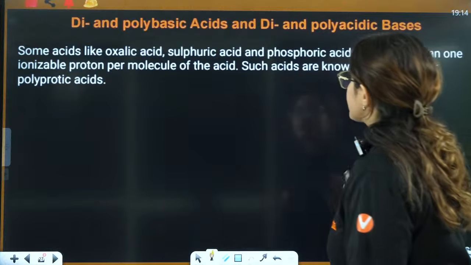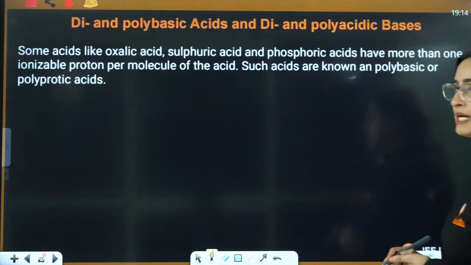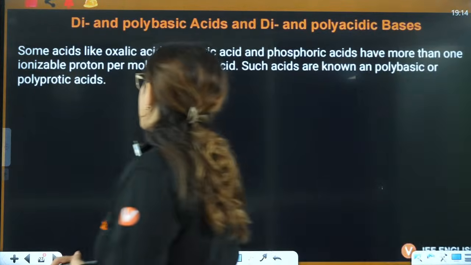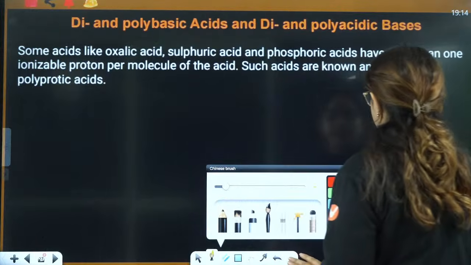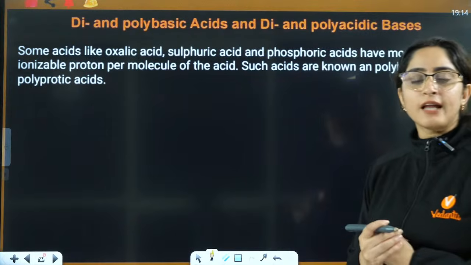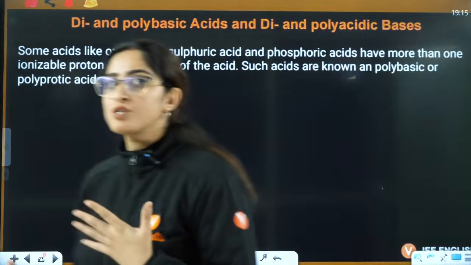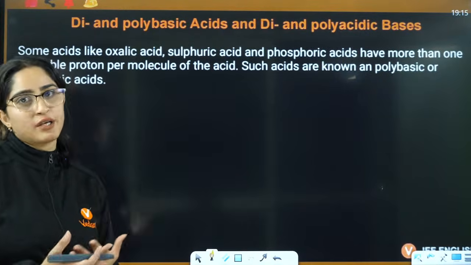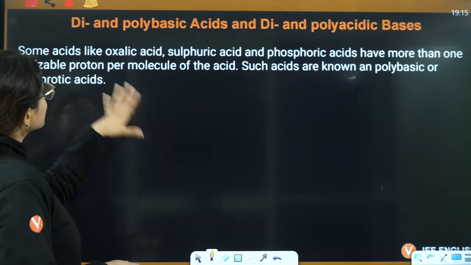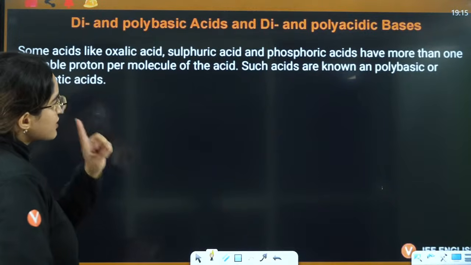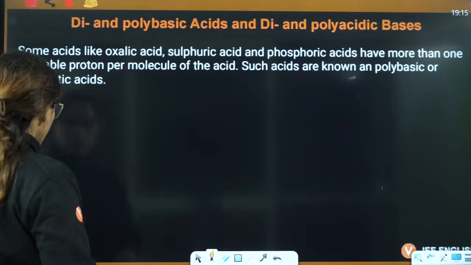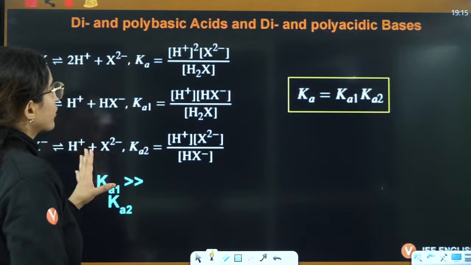Okay, see this. Now, let's see this question, that is di and polybasic acids and di and polyacidic bases. Polyacidic means more than one H positive, more than one OH negative they are giving, right? Some acids like oxalic acid, sulfuric, phosphoric acids have more than one ionizable proton. Such acids are known as polyacidic or polyprotic, right?